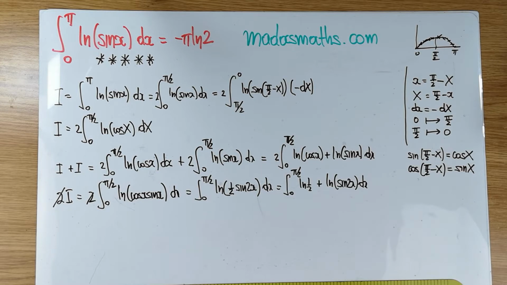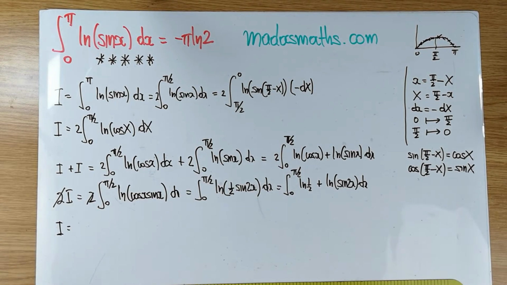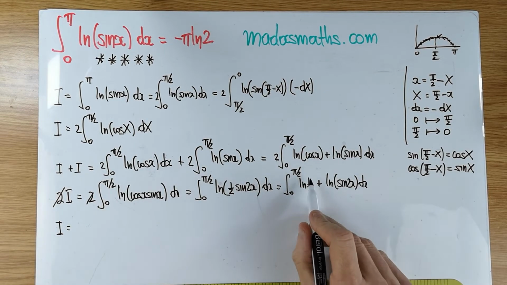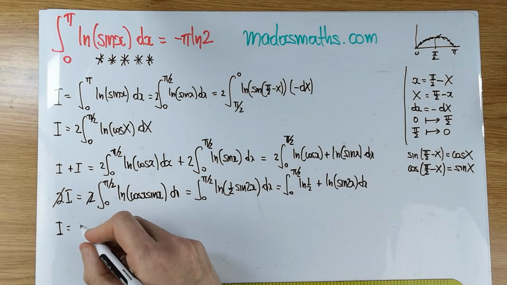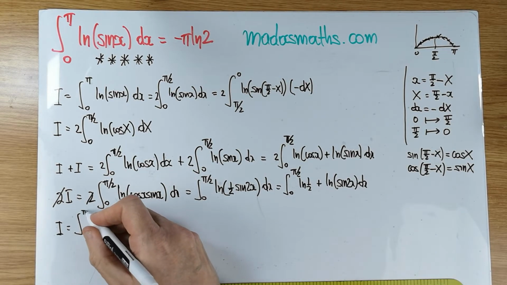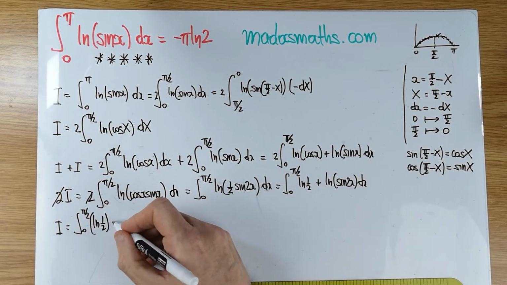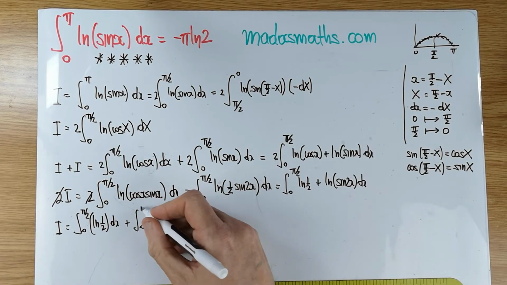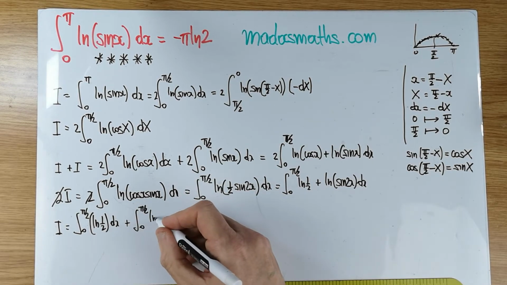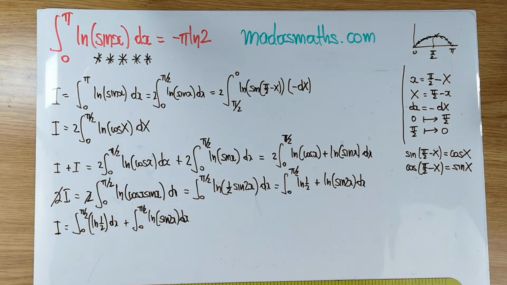Okay, what happens next? I is equal to, this is just a constant, so I can split the integral now into 2 bits. So I can say this is the same as the integral from 0 to pi over 2 of log of a half, which of course is a constant, dx, plus the integral from 0 to pi over 2 of the log of the sine of 2x dx. And it looks like I'm chasing my tail, so I'm not going anywhere.